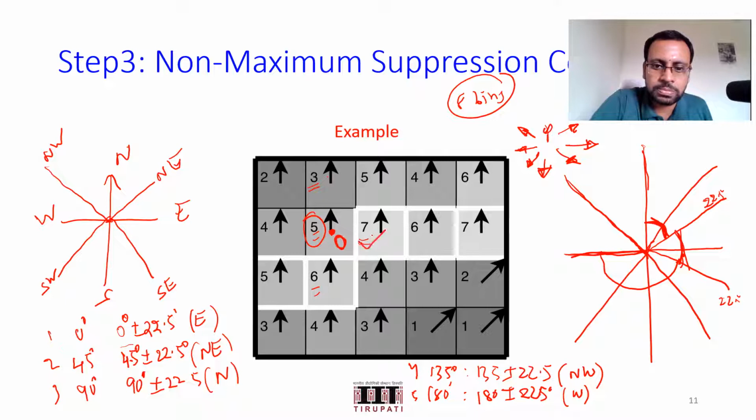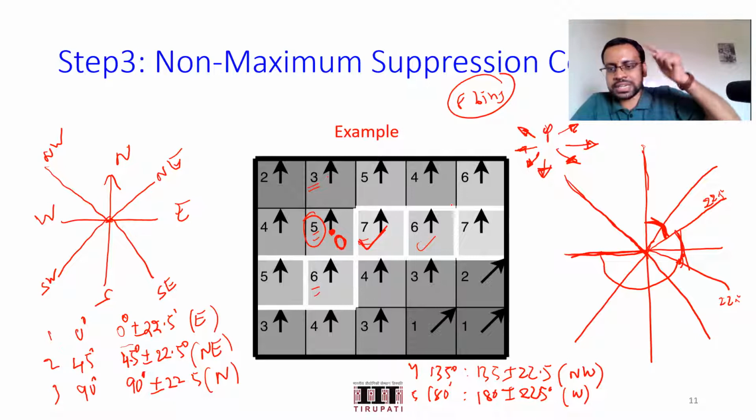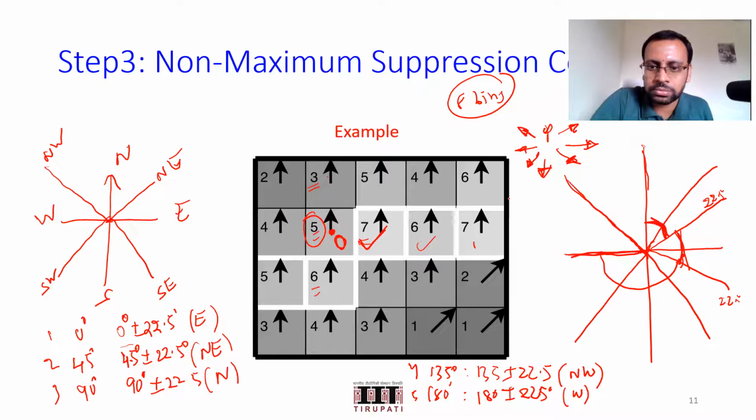I'll go to the next one, 6. So again, north, 4, 6, 3. This is maximum among them. I keep it. Then come here. Well, this is 7. In this direction, its neighbors in north and south are 6 and 2. I keep this, because that's the maximum. I can do the same for all other things also, like the next 5. When I come to 5 here, for example, this is again north. So 4 and 3, I look at 4, 5, 3, this is maximum. I keep that. Same 6 here now. Six, all I have there is 6, 5, 4.